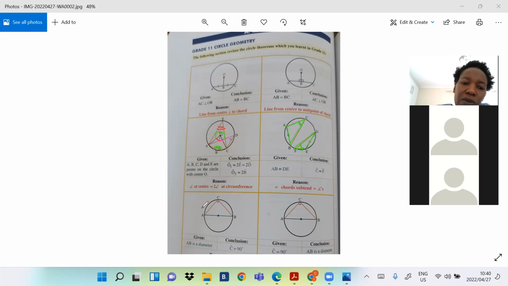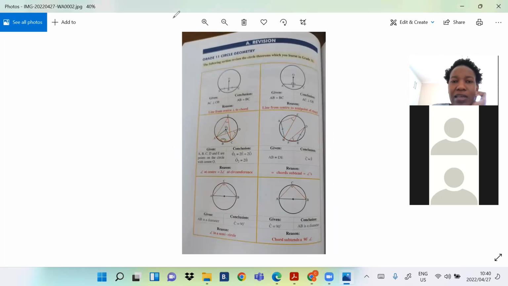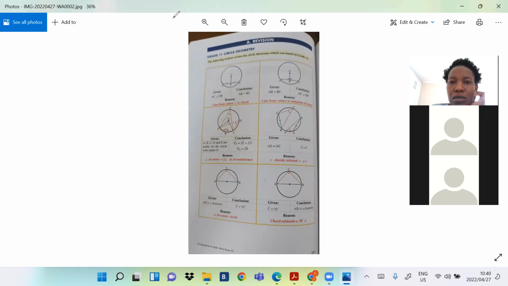Then we said when you have a diameter, it will subtend a 90-degree angle at the circumference. The same way, when they tell you that the angle is 90, therefore that is a diameter. If they ask you to prove that a line is the diameter, check the angle that the line forms at the circumference. If that angle is 90, therefore that line is a diameter.